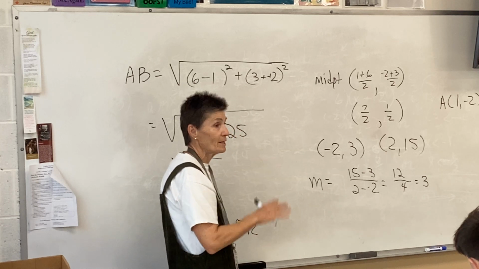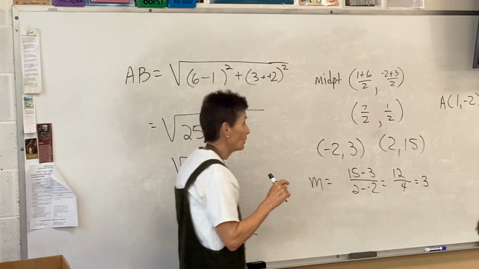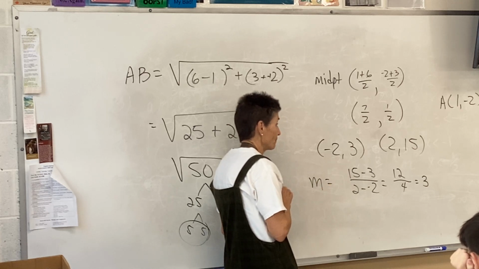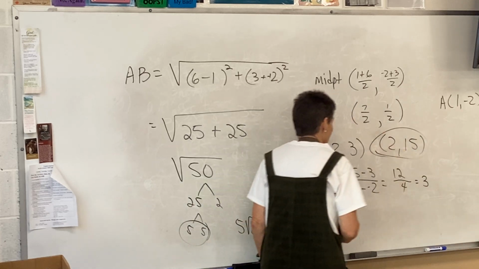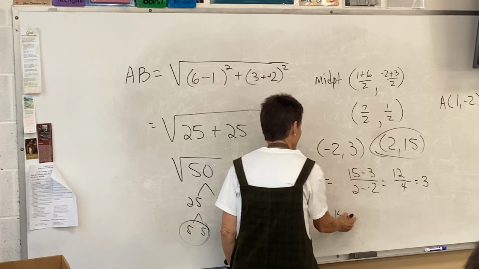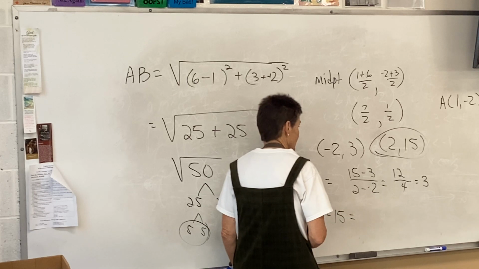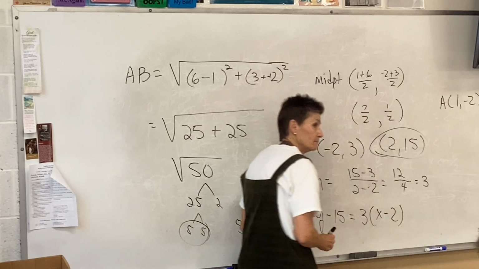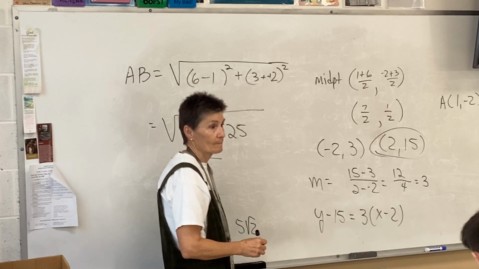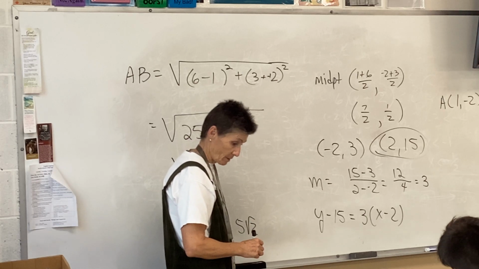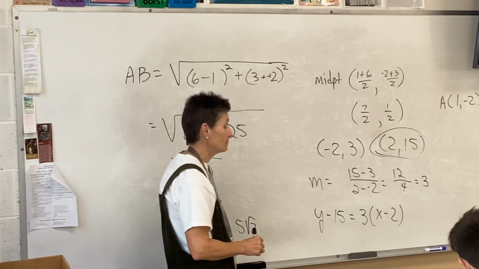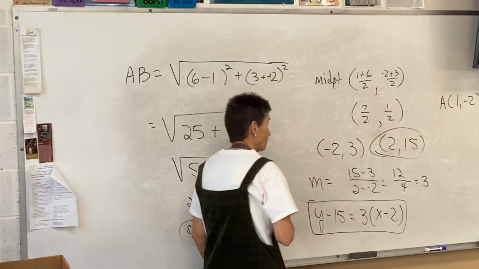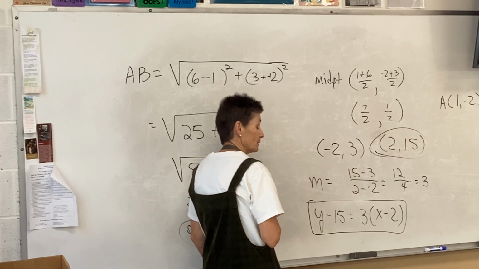You need to write the equation of the line, which means you have to pick a point. Okay, which one do you want to use? I don't care, it doesn't matter. 2 and 15. This one? Yep. So y minus 15 equals 3 times x minus 2. The directions don't say, so this would be fine. What form is this? This is a perfectly good line. What form is that? Point slope.